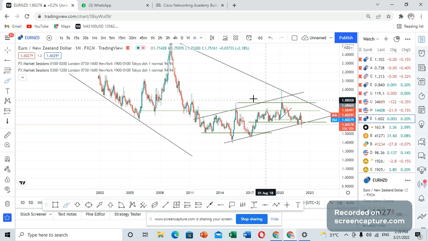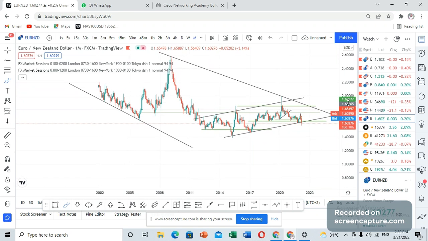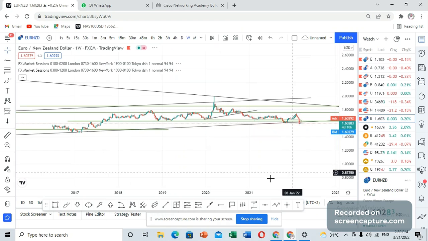Significant areas: the one I've mentioned, this particular point of resistance that you are seeing here, and also this particular trend line that the market is very much respecting. Let us just move to the weekly time frame.